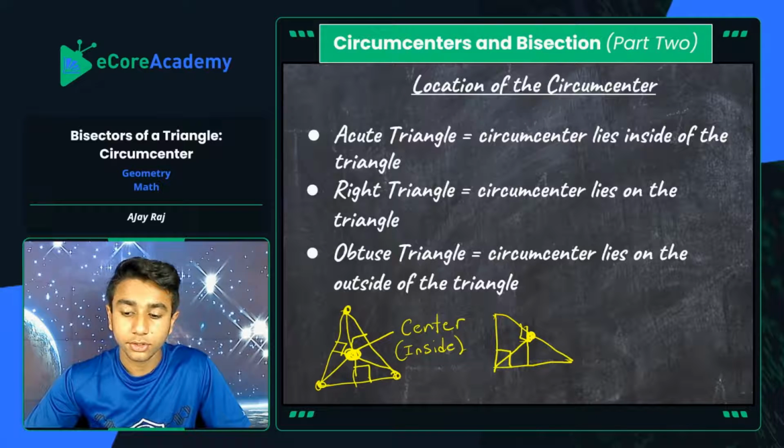And finally, you'll split this side in half as well. So that'll go 90 degrees. And they'll all intersect on one common point. Most of the time, it's going to be on the hypotenuse. So that's on the triangle for a right triangle.